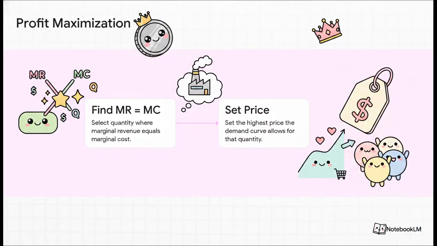So how do they actually decide how much to produce? Believe it or not, a monopoly picks its profit-maximizing quantity the exact same way a competitive firm does. The absolute golden rule in microeconomics is this. You always find exactly where marginal revenue equals marginal cost, MR equals MC. Once they pin down that quantity, step 2 is setting the price at the absolute highest level the demand curve will possibly let them get away with.